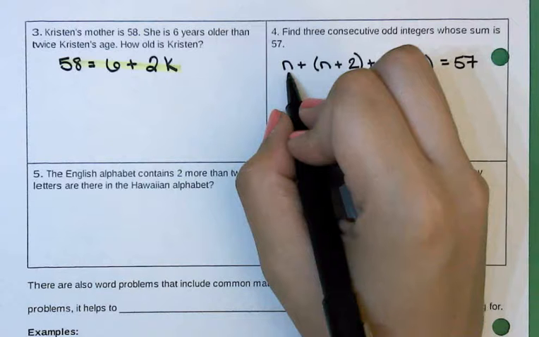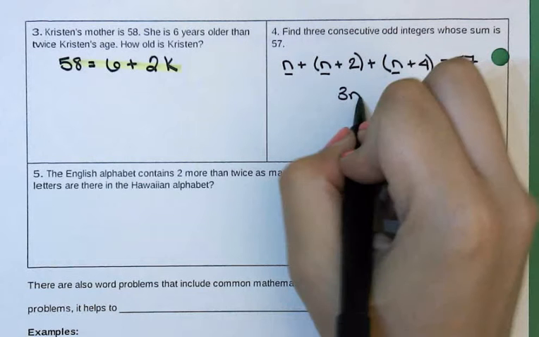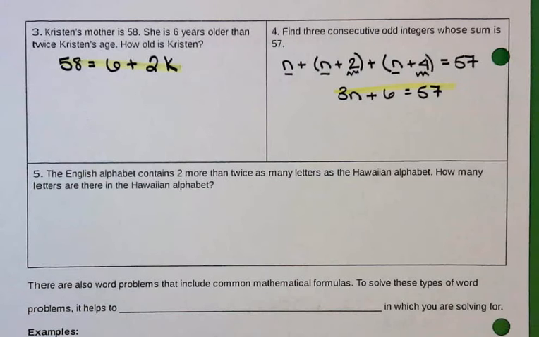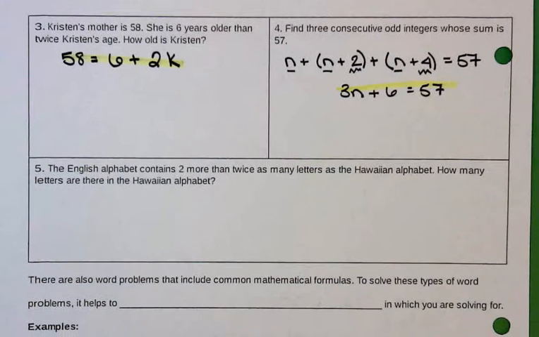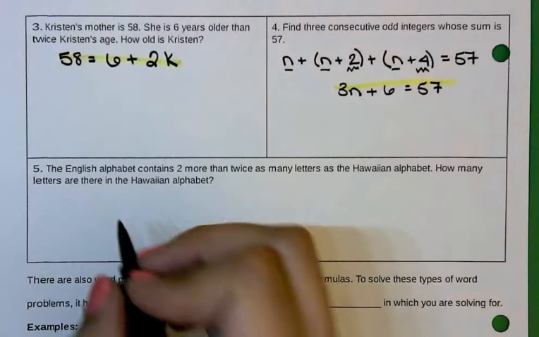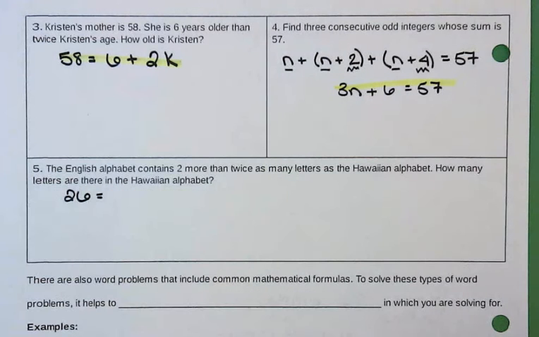The next problem: the English alphabet contains 2 more than twice as many letters as the Hawaiian alphabet. How many letters are there in the Hawaiian alphabet? So we know that there are 26 letters in the English alphabet. We're told that it contains 2 more than twice as many as the Hawaiian. So 2 more than 2 times the Hawaiian. Now we can calculate for H.